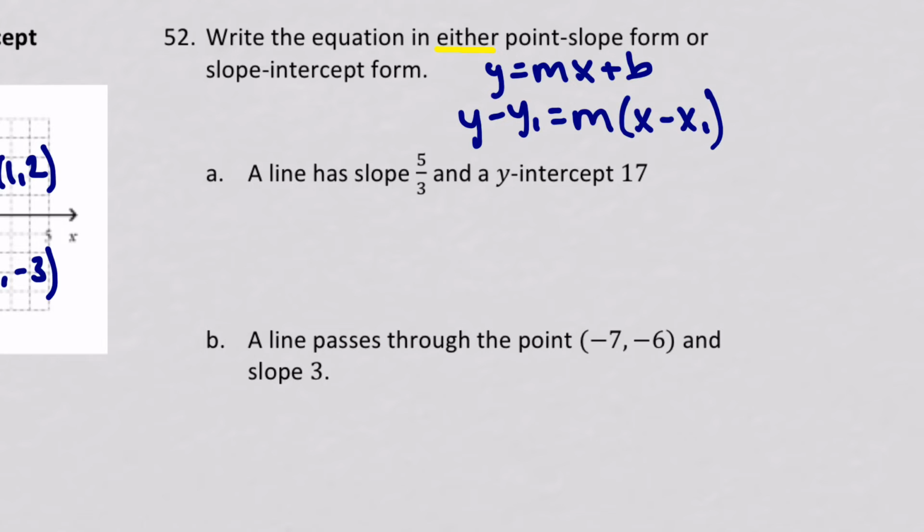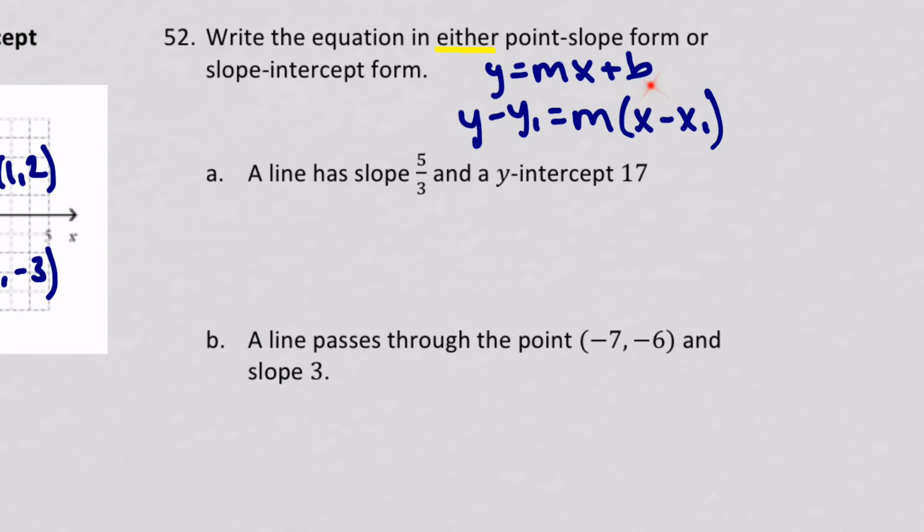Okay, so in part A, it's telling me that the line has a slope of 5 over 3, so they're telling me the slope, which makes my job easier. And it has a y-intercept of 17. So they're telling me the slope and the intercept. That's the information they're giving me.